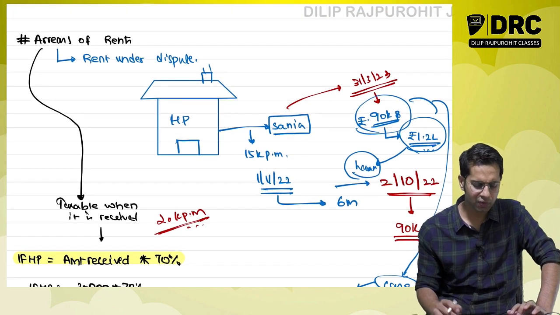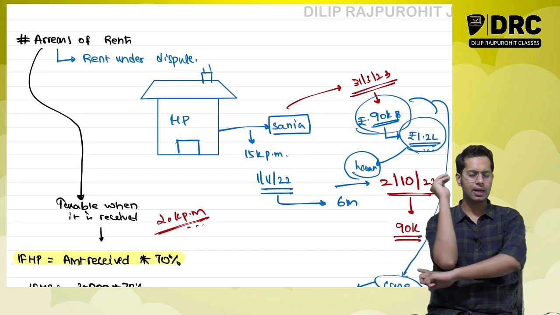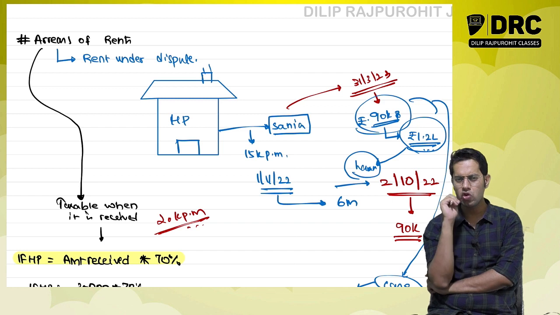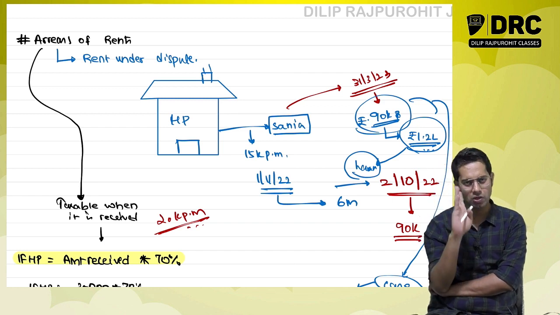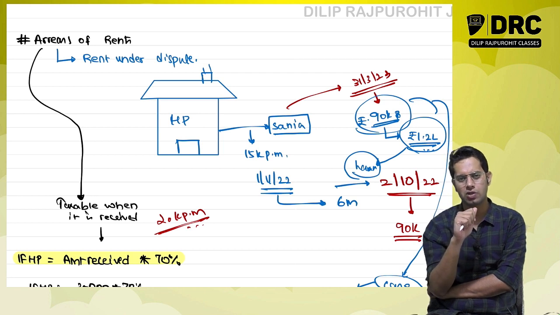Okay, then one more topic is there. This topic is with respect to arrears of rent. What do you mean by arrears of rent? Next concept is with respect to arrears of rent. Sir, what do you mean by this arrears of rent?